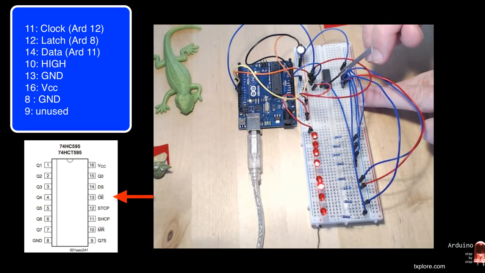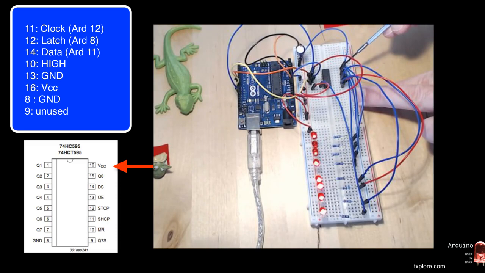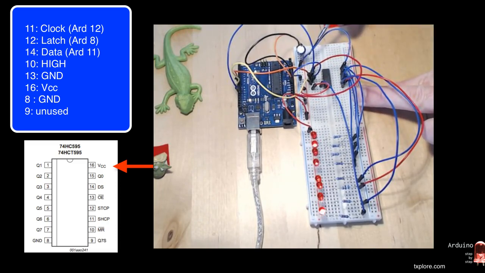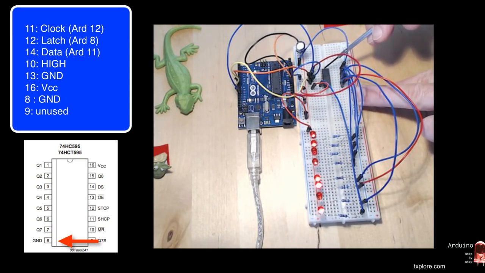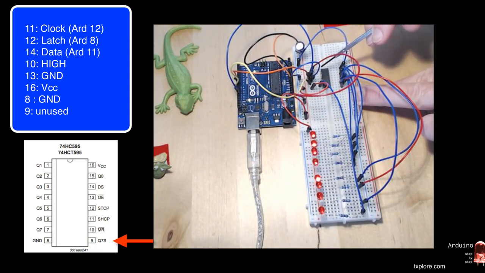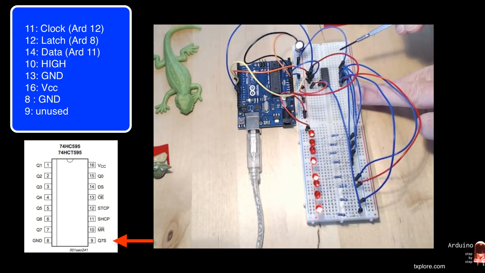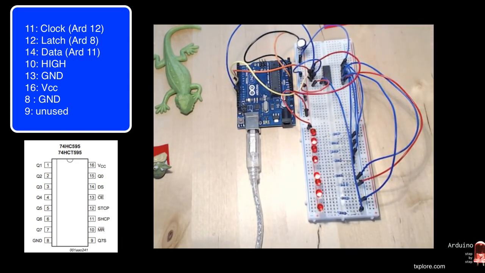Connected power, 5 volts. That's VCC, pin 16. That goes to power. And then I've got pin 8, which provides ground. There's also pin 9, which in this demo is not used. We'll be using this pin number 9 in the next demo too. This provides access to the overflow bit, which we're passing on to a daisy-chained shift register in demo 2.